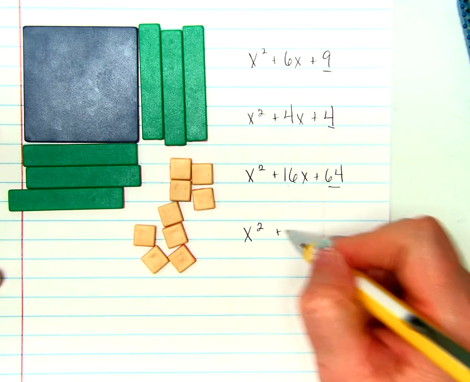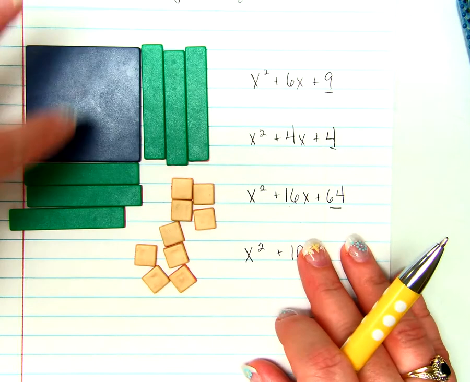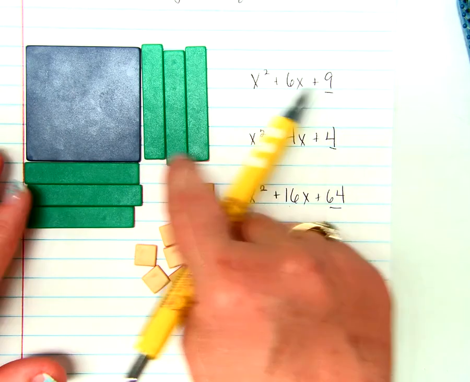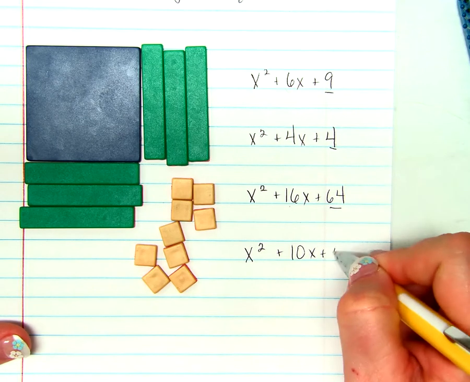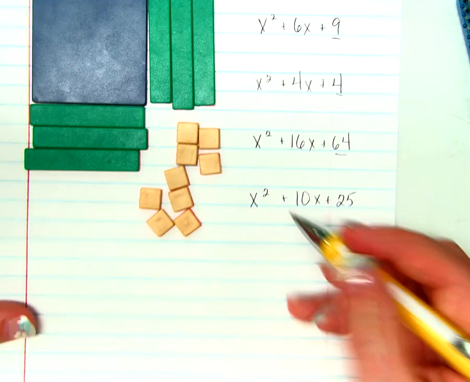X squared plus 10x. What do you think? I could put 5 here and 5 here. That would leave me a square that's a 5 by 5, which would leave me 25 to add to complete my square. Okay, so let me throw you a curveball.